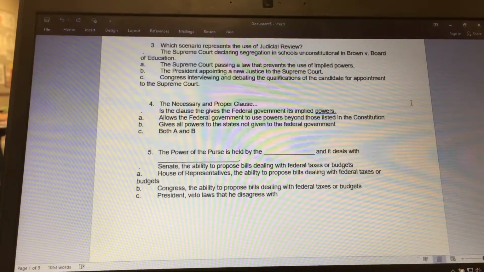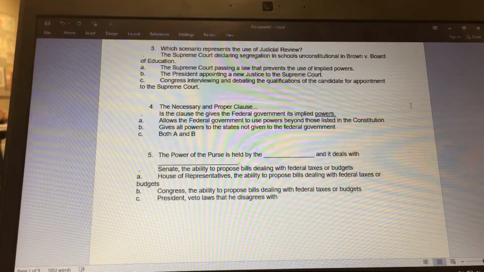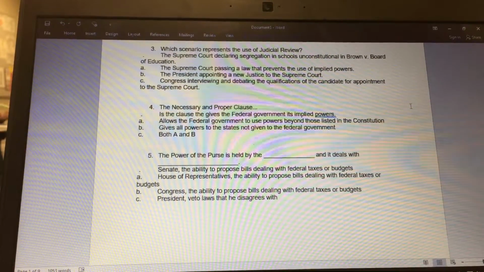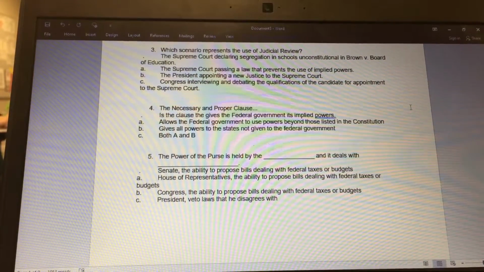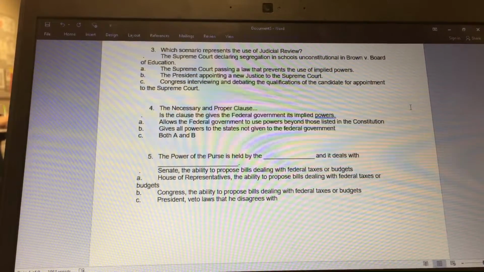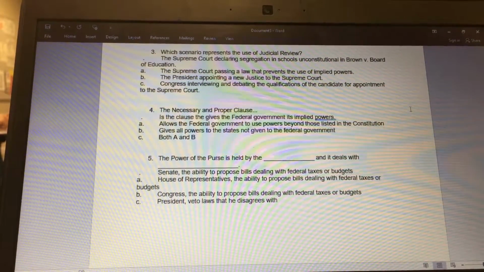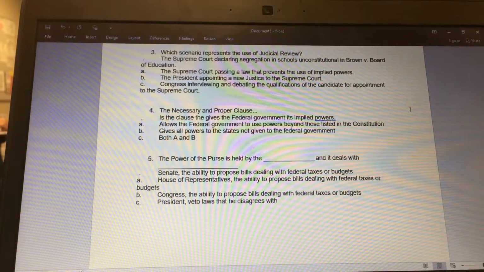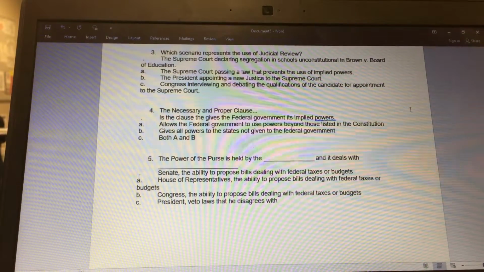Which scenario represents the use of judicial review? The Supreme Court declaring segregation in schools unconstitutional in Brown v. Board of Education. The Supreme Court passing a law that prevents the use of implied powers. The President appointing a new justice to the Supreme Court.